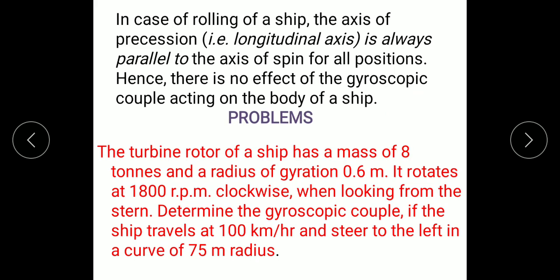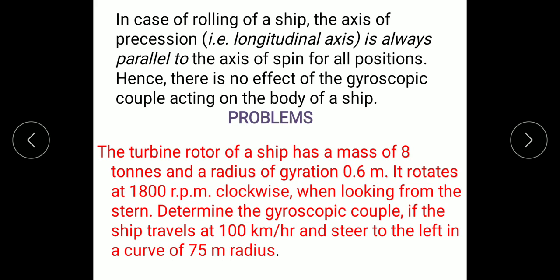Take one problem here. The turbine rotor of a ship has a mass of 8 tons and a radius of gyration of 0.6 meters. It rotates at 1800 rpm clockwise when looking from the stern. Stern is nothing but the rear end; the front end is called the bow and the rear end is the stern. Determine the gyroscopic couple if the ship travels at 100 kilometers per hour and steers to the left on a curve of 75 meters radius.